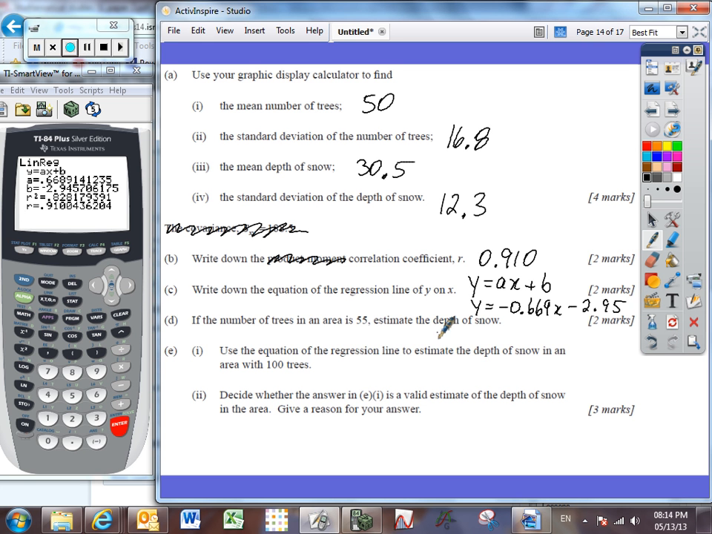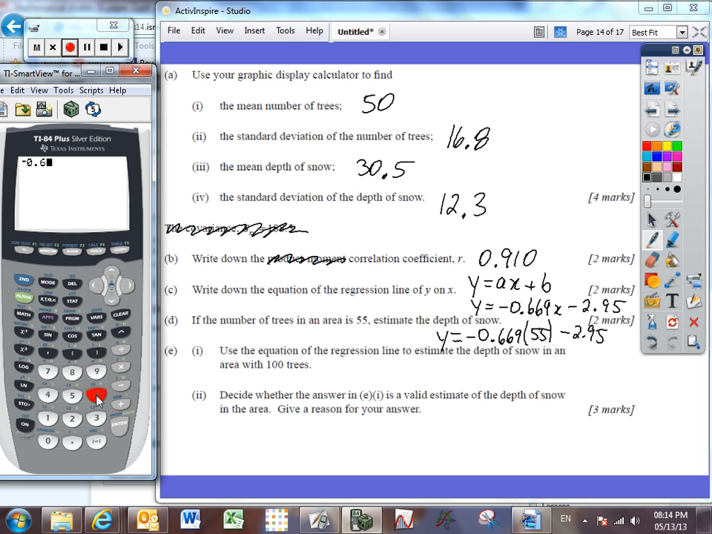Part D, if the number of trees in an area is 55, estimate the depth of the snow. So the number of trees is my x value, so let's substitute that now into my equation and see what my estimated depth of the snow is. Negative 0.669 times 55 minus 2.95. And I get, ooh, boy, not sure how to handle this answer.